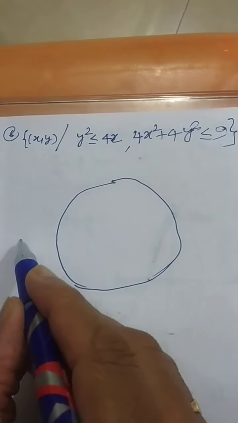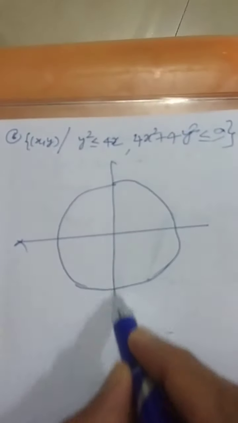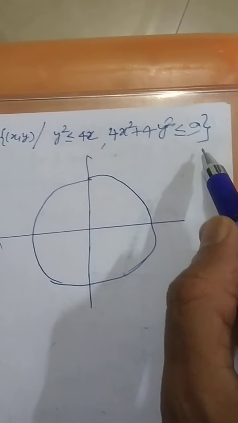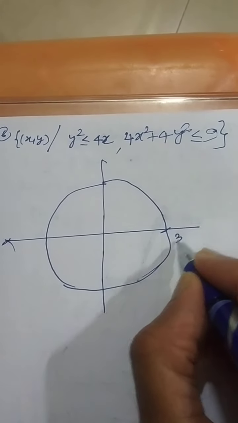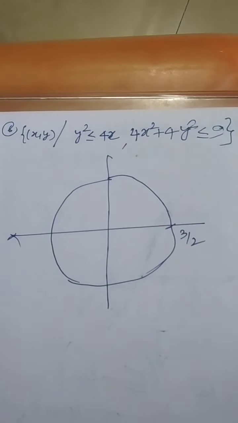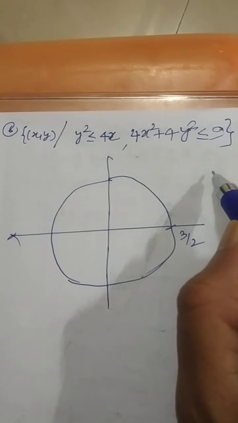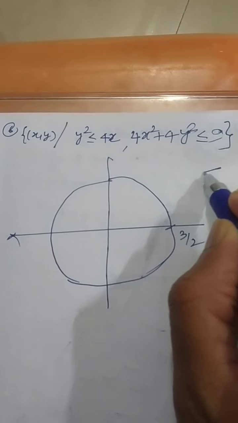This is a circle. What is the radius of the circle? Look at this. Yes, correct, it will be 3 by 2. So this point will be nothing but 3 by 2. Y square will be equal to 4ax, so y square will be equal to 4x. This is the parabola.